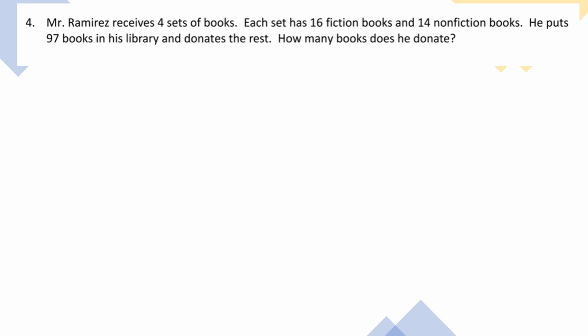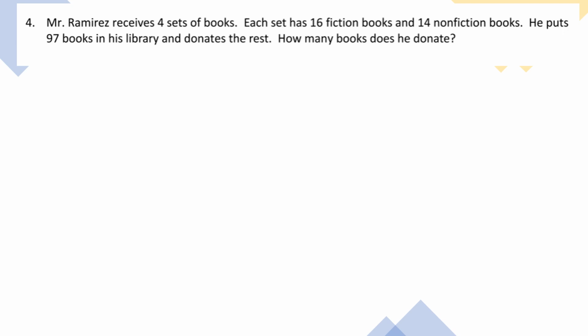Let's take a look at number 4. Number 4 says, Mr. Ramirez receives 4 sets of books. Each set has 16 fiction books and 14 nonfiction books. He puts 97 books in his library and donates the rest. How many books does he donate?